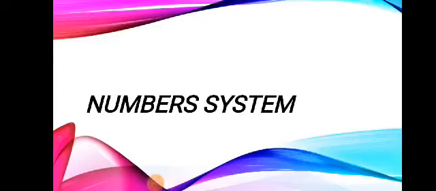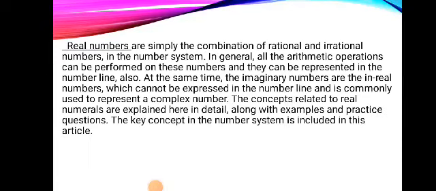Number system. Real numbers are simply the combination of rational and irrational numbers in the number system. In general, all the arithmetic operations can be performed on these numbers and they can be represented in the number line. At the same time, imaginary numbers are numbers which cannot be expressed in the number line and are commonly used to represent a complex number.